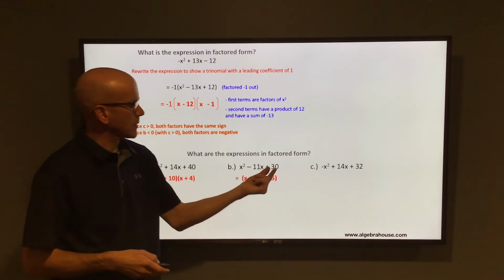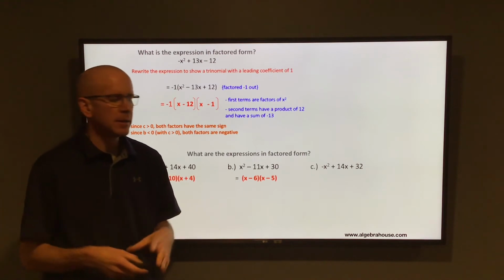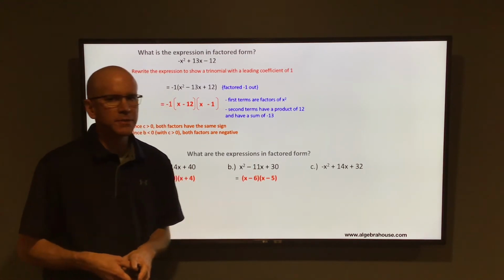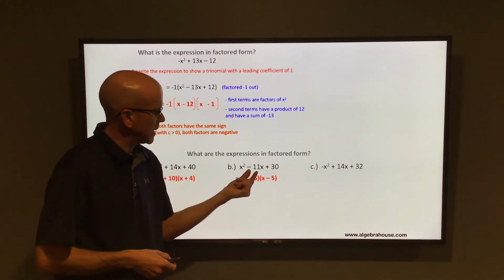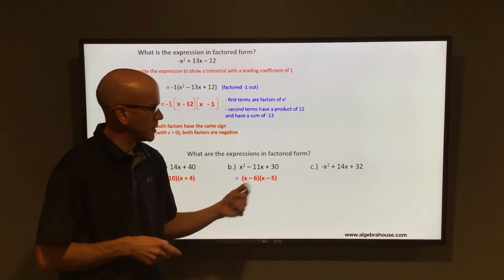So think of factors of 30. You have 30 and 1, 15 and 2, 6 and 5, 10 and 3. The only pair that you could put together to make an 11 would be a 6 and a 5. And since you're multiplying to make a positive and adding to make a negative, they're both going to be negative. So it'd be x minus 6 times x minus 5.